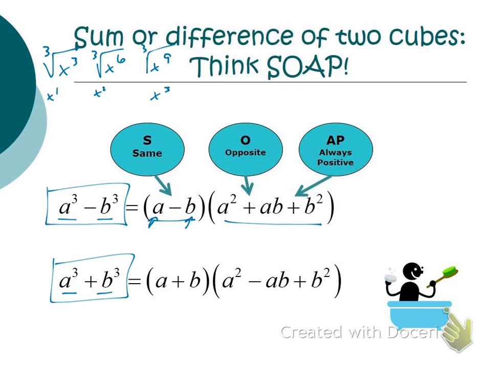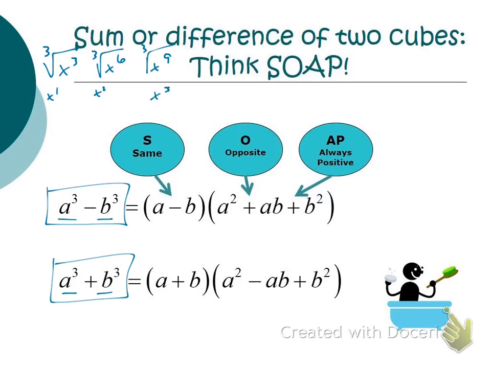Here and here. In the trinomial, what we do is we square this first term to make the first term there, square this second term to make the last term there, and then we multiply these two together to get the middle term here. This is going to make a little bit more sense when we get to some actual examples.